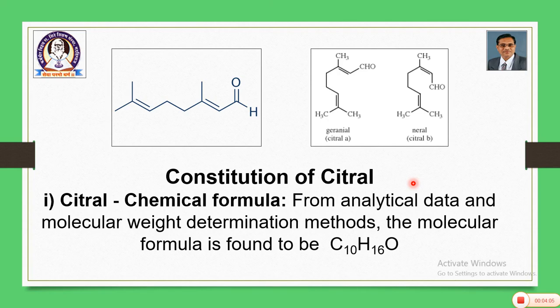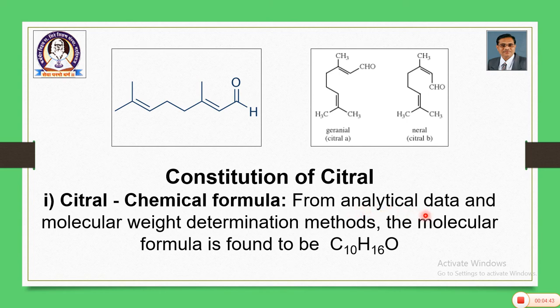The structure has to be explained or analyzed by a systematic procedure. So, several steps are involved in the structure determination or constitution determination. I have shown the possible structures. Actually, in various forms the images are available. Structure determination begins with the chemical formula. From analytical data and molecular weight determination methods, the molecular formula of citral is found to be C10H16O. So, remember that this is the molecular formula of citral, C10H16O.